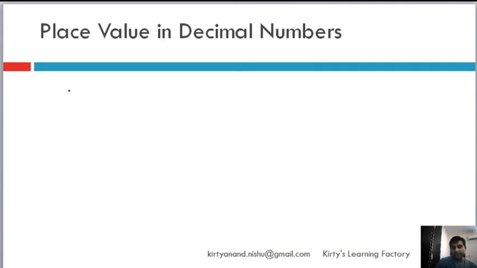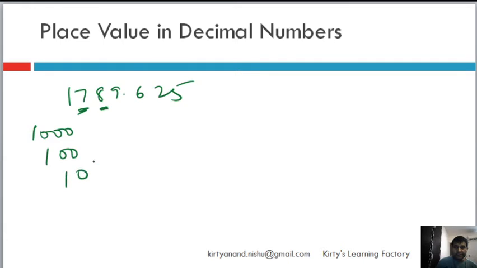Let's say the number is 1789.625. What is the place value of this 1? It is 1000. What is the place value of 7? It is 100. What is the place value of 8? It is 10. What is the place value of 9? It is 1.